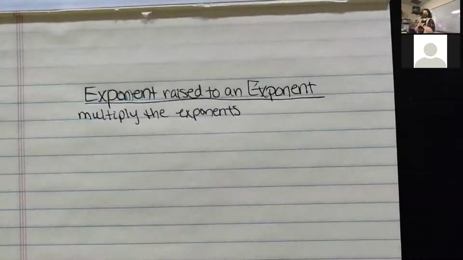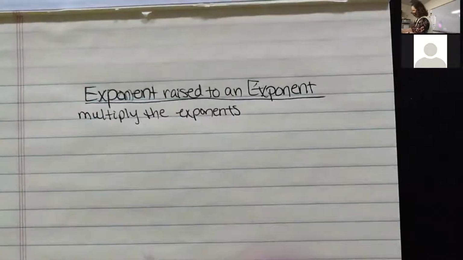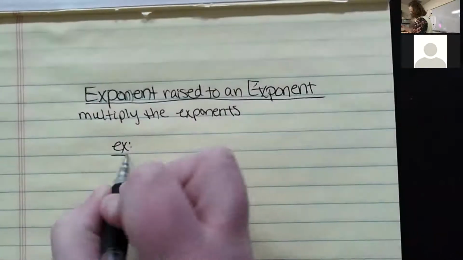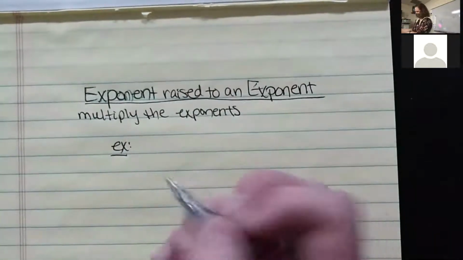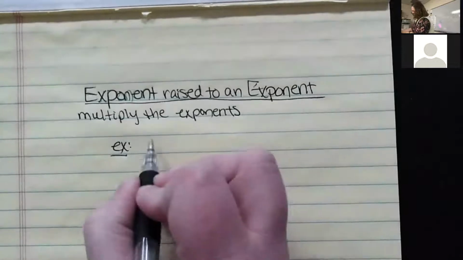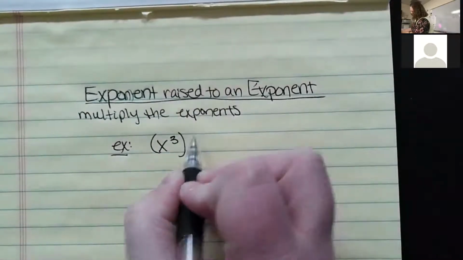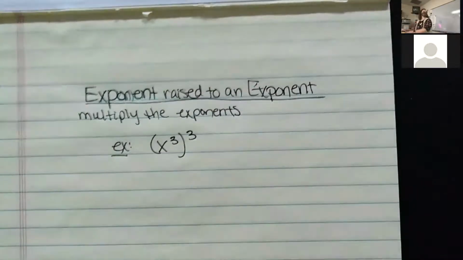That's all you do. So when you have an exponent raised to another exponent, you multiply your exponents. So we'll do some examples. Like 3 to the third. I'll show you. Here's some examples. Let's do x to the third raised to the third.